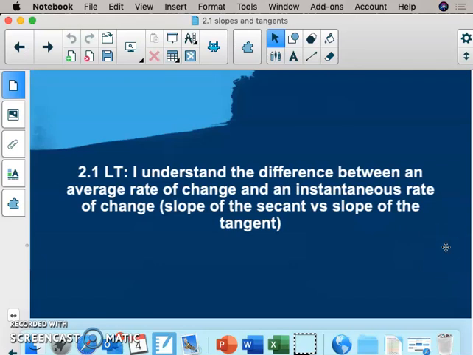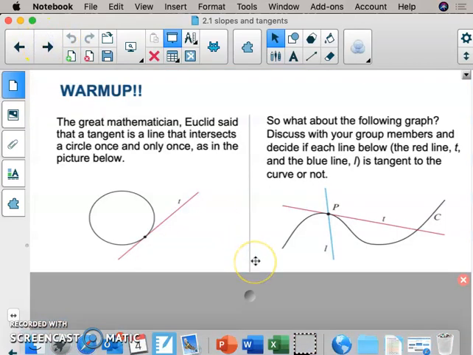Today we're doing section 2.1. Our learning target is to understand the difference between an average rate of change and an instantaneous rate of change. Slope of the secant versus slope of the tangent. And a very quick thing that we're going to do is talk about our warm-up.